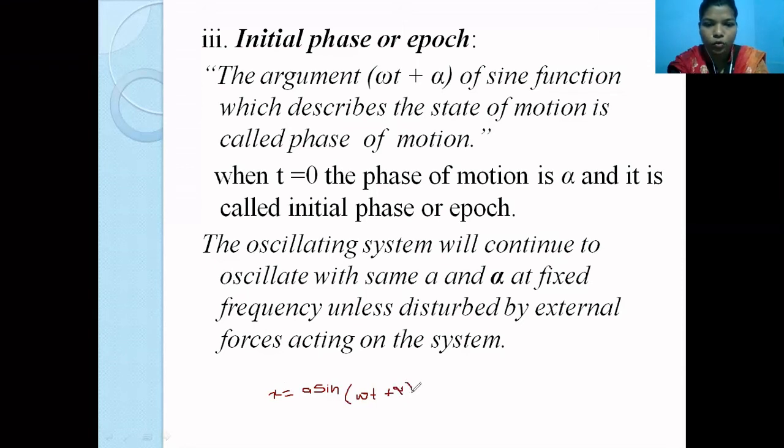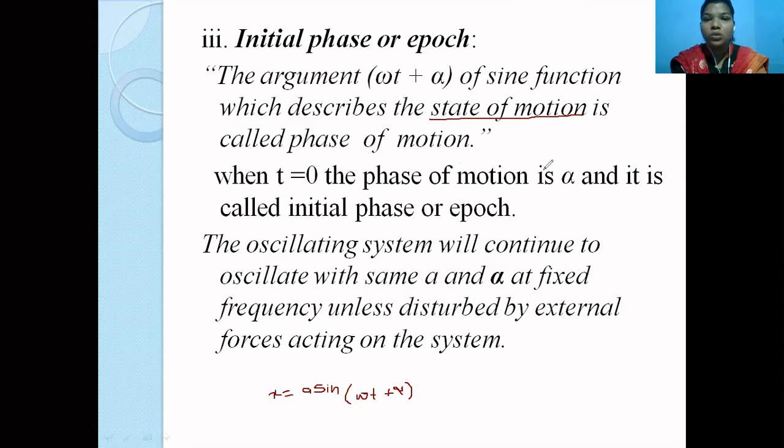x is equal to a sine of omega t plus alpha. So the argument in it, in place of theta, I have written omega t plus alpha. So this omega t plus alpha is what I call the argument. Theta is what I call the argument, and theta is equal to tan inverse of y by x is my definition for argument. So the argument omega t plus alpha of a sine function describes the state of motion of a particle, and this argument which is defining the state of motion is what I call the phase of motion.